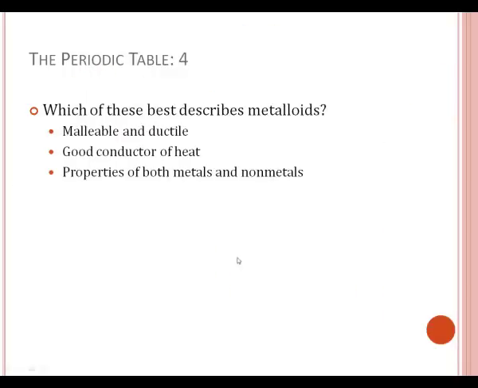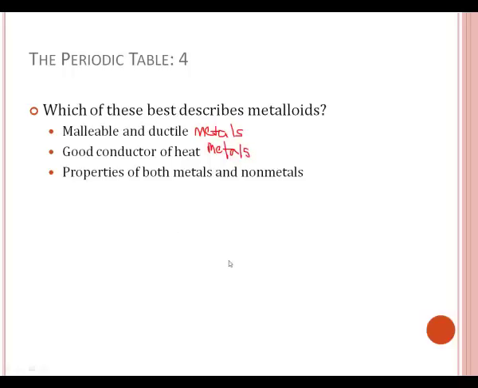The next question is asking which of the options best describes metalloids. If we look at the first option, malleable and ductile, well, that describes metals. So that's not going to work. It only describes metals. Good conductor of heat. Well, that's also metals. Metals are excellent conductors of electricity and heat. So the first two options describe metals.